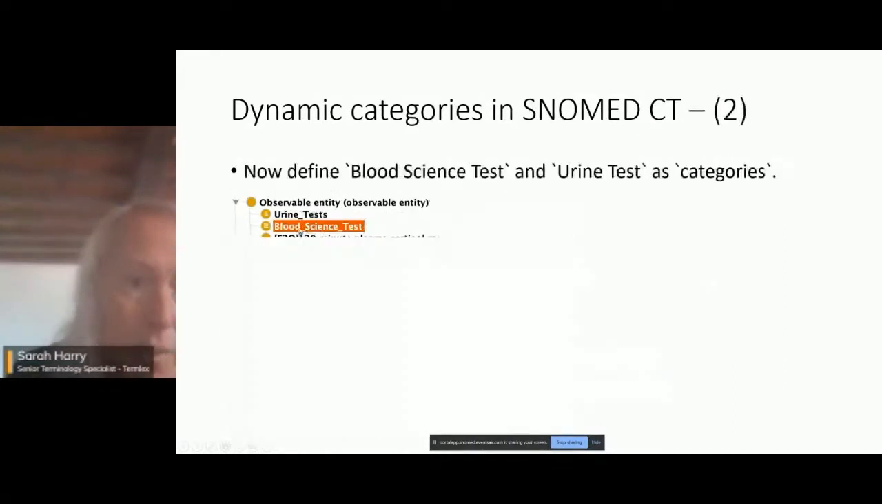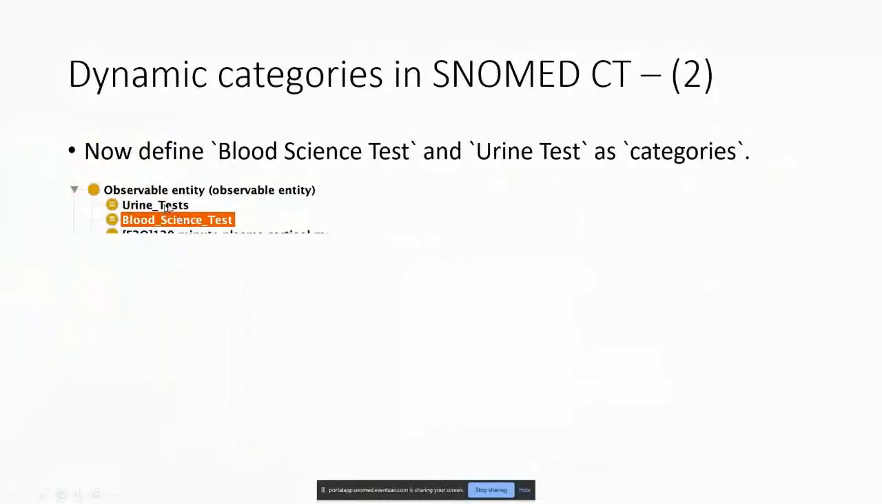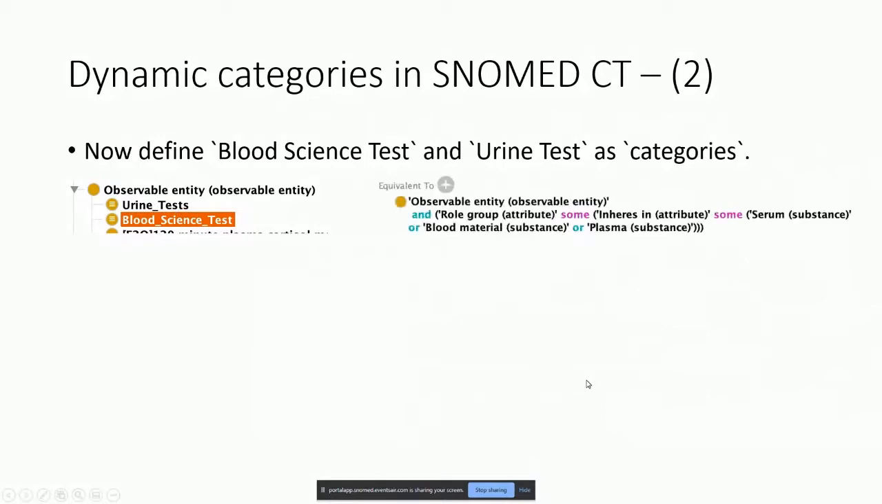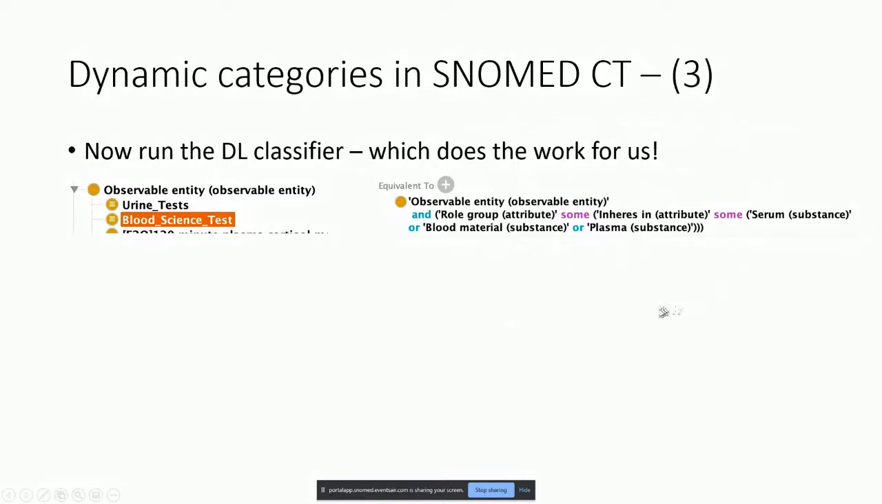Here we go. So the blood science test, and urine tests. These are two concepts we've created in Protege, which we are looking to use to classify content. And what we do with each of those is we put the appropriate attributes and value sets in with those concepts. So we model them. And here it's blood and plasma and serum. And we do the same with urine for the urine test one. And we can run the classifier and see what it can do for us.